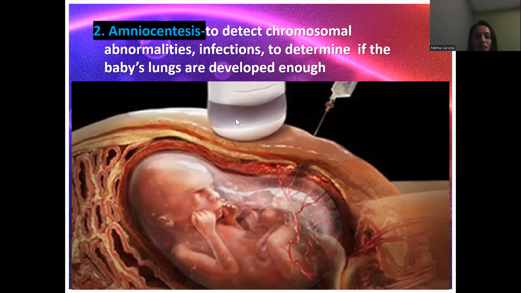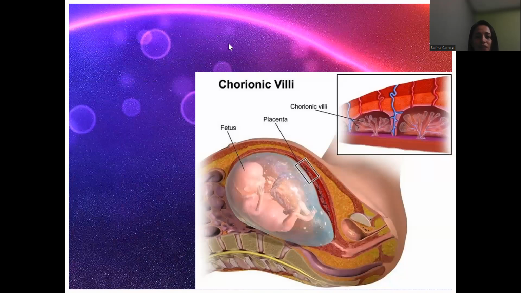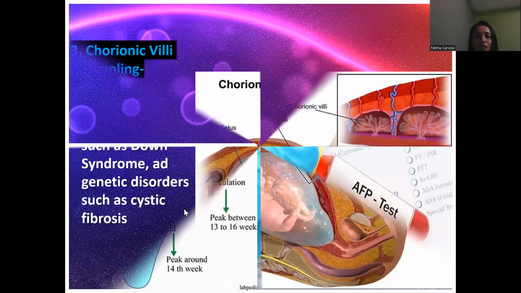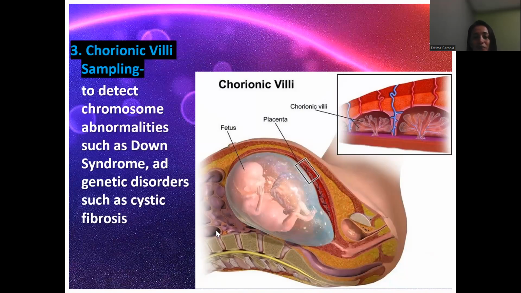Next, you have here the chorionic villi sampling. Actually, the chorionic villi sampling is done in other countries for them to know the possibility of a Down syndrome and genetic disorders such as cystic fibrosis. And in some countries, kasi, if they will note that there's a presence of these congenital abnormalities or chromosomal abnormalities in the baby, they might decide to abort pregnancy.